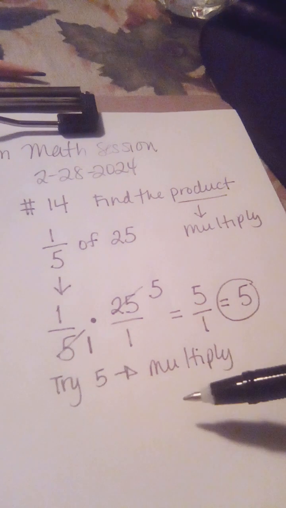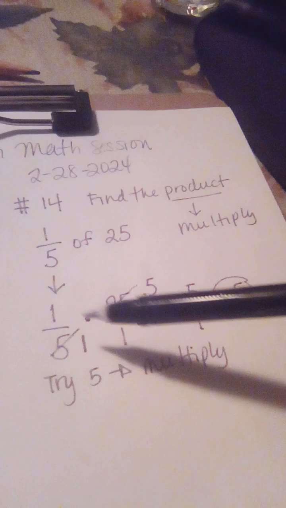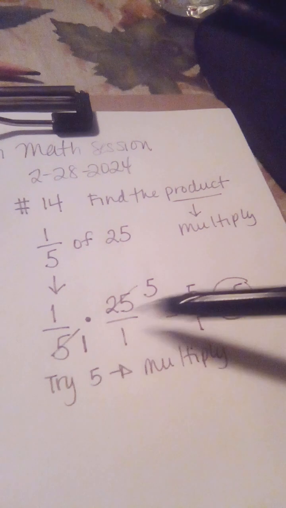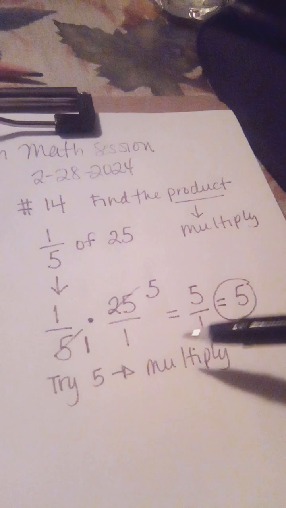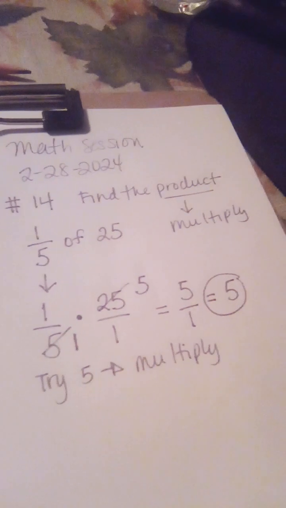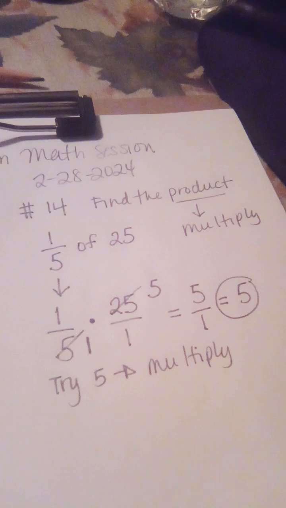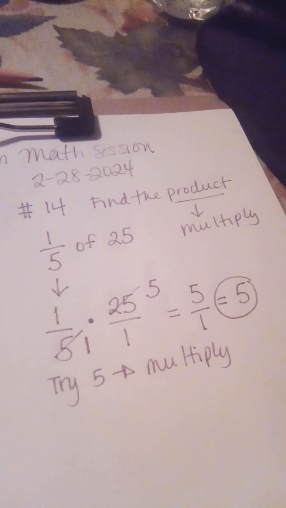5 divided by 5 gives us 1. And once you have that, no more numbers can be reduced. Then you multiply 1 times 5, which gives us 5 as a numerator, and our denominator is 1. 5 divided by 1 gives us 5 as a final answer. Any other questions you may have for me? All right, great. Let's move on to the next part.